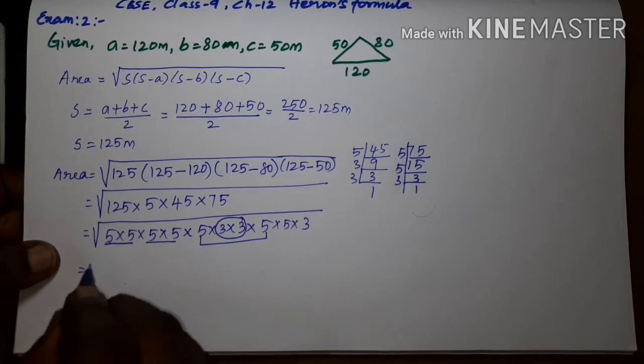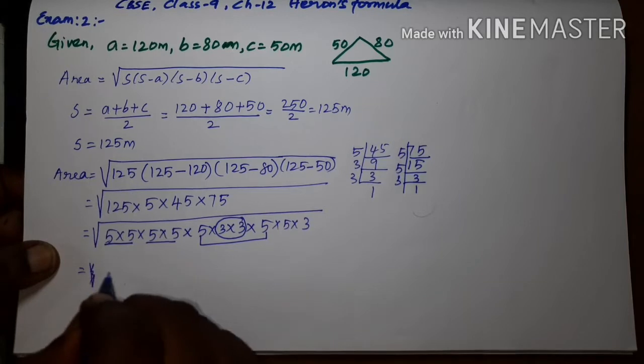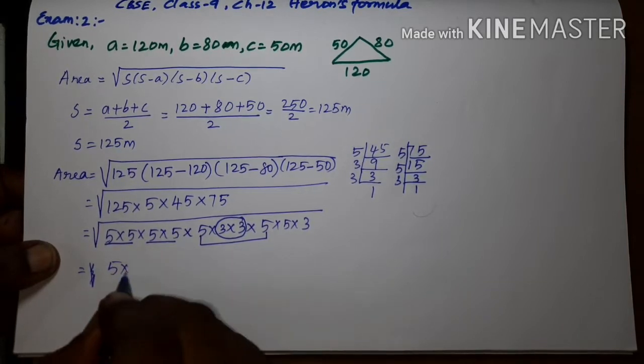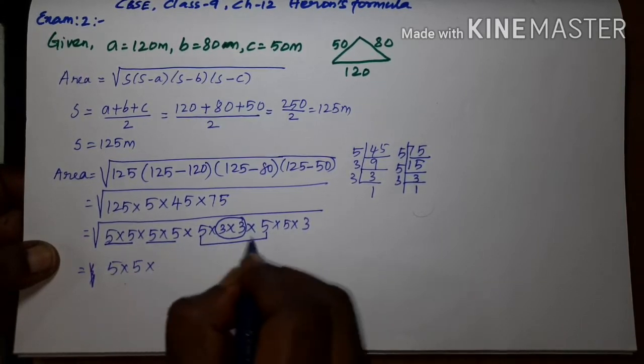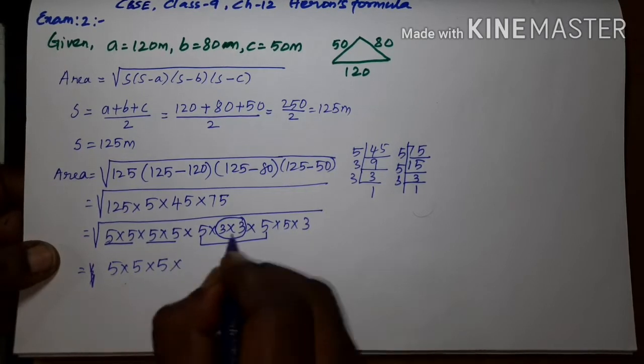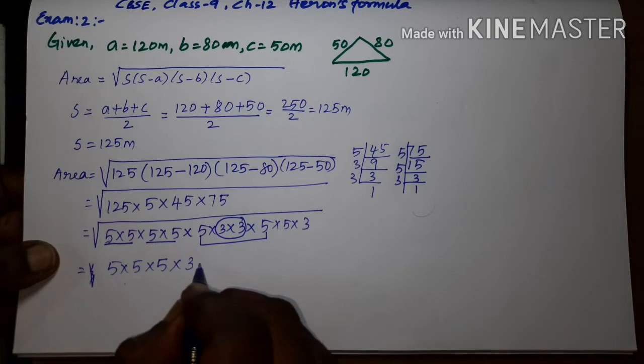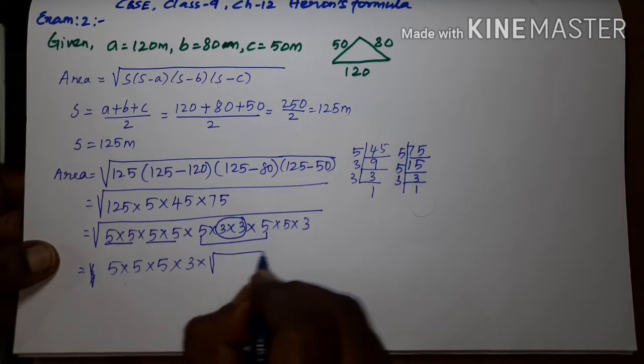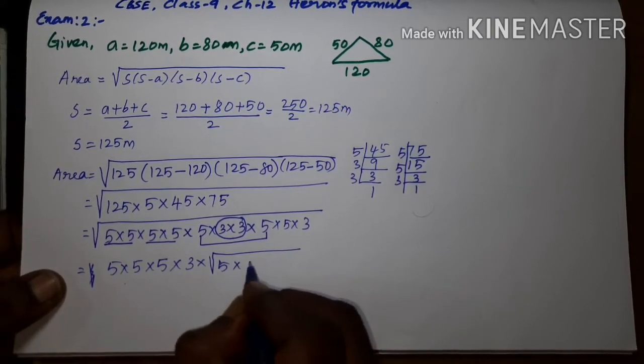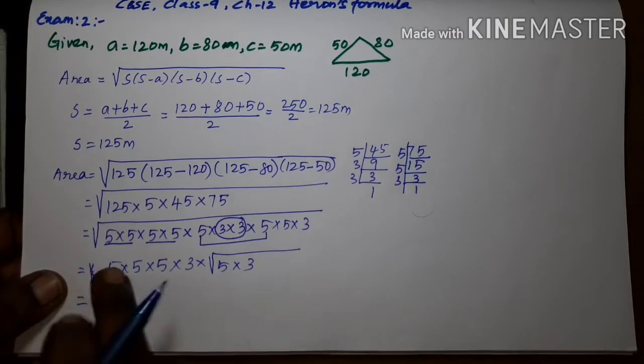So simply I am going to write that value 5 one time, since it is 2 times I am going to take 1 time, and here 5s are there, so I am going to take 1 time. Here 2 3s are there, so I am going to take 1 3, and then the remaining square root value is 5 into 3.